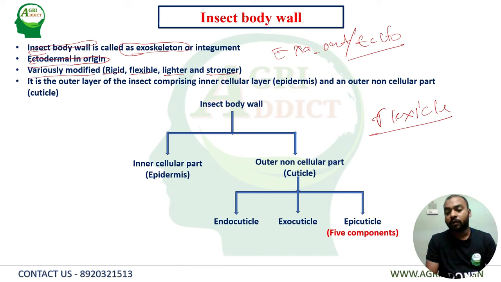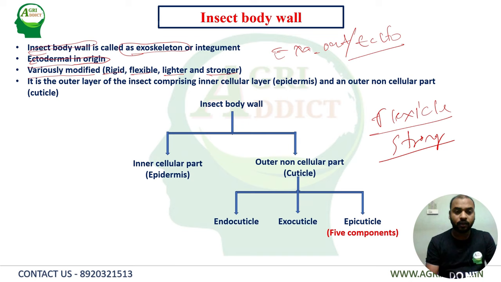This should be lighter. Mostly insects are flying. That's why for a flying species, body weight should be less, so insect integument is also lighter in nature. And this should be stronger in nature also. Why should it be stronger? For resisting the external adverse conditions, this body wall should be very strong and rigid.